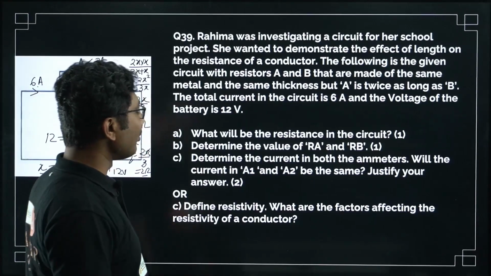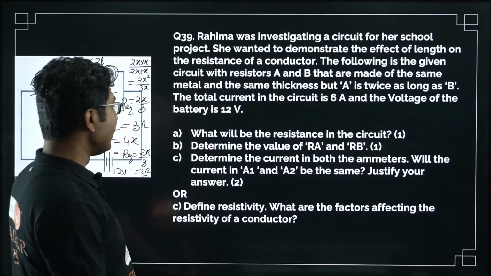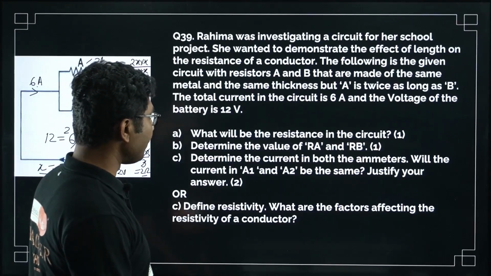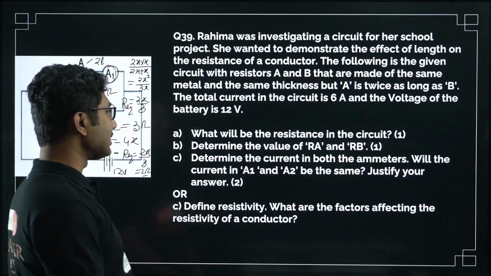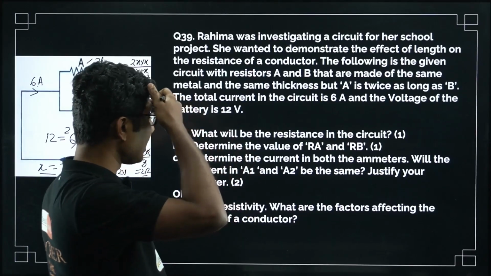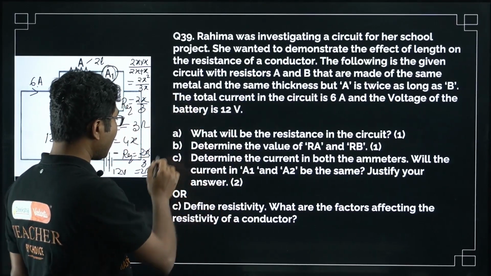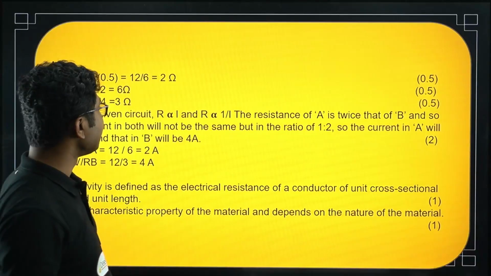Determine the current in both ammeters. Will the current in A1 and A2 be the same? Justify your answer. Or define resistivity, and what are the factors affecting the resistivity of the conductor. So this is only for the C part. There is our question, so let's see the answer.